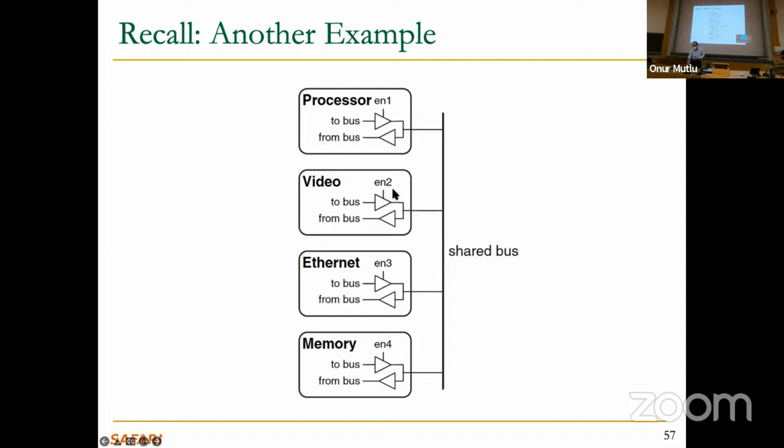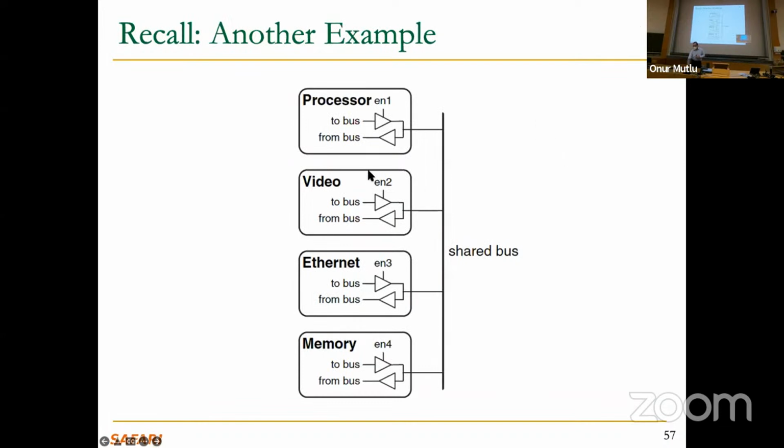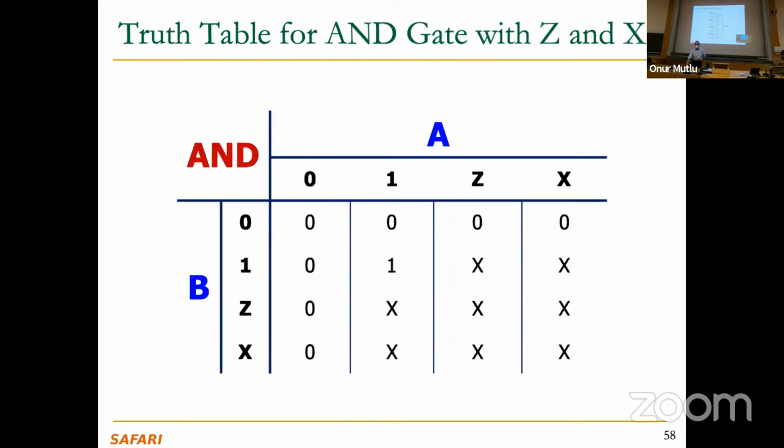So you may ask the question, who generates these enable signals? Well, there's another logic that's not shown here that controls them. That's based on something that we have seen also, which is the priority circuit. Basically, there could be a priority circuit that takes the request signals from processor, video, Ethernet, and memory, and decides the enable signals based on the priority assigned to these different things.